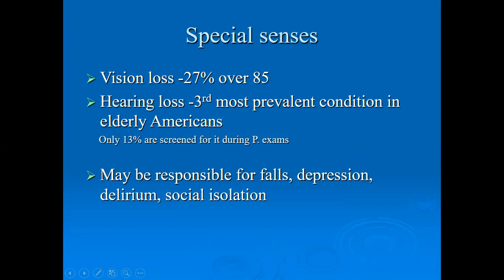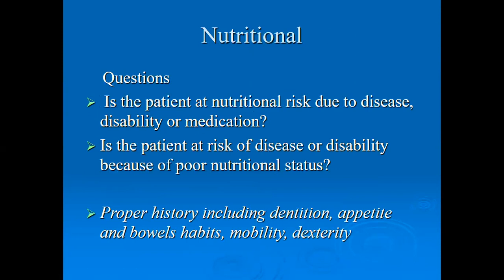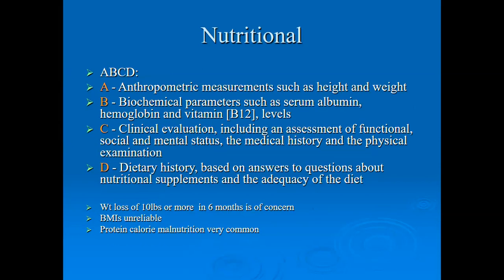As far as the assessments are concerned, we need to assess the vision and the hearing, which may be responsible for falls, depression, and deliriums. For the nutritional part, you also need to ask: is the patient at nutritional risk due to some diseases or disabilities? Is the patient at risk of disease or disability because of poor nutritional status? So a proper history, including dentition, appetite, bowel habits, and mobility, is important in assessing the nutritional component.